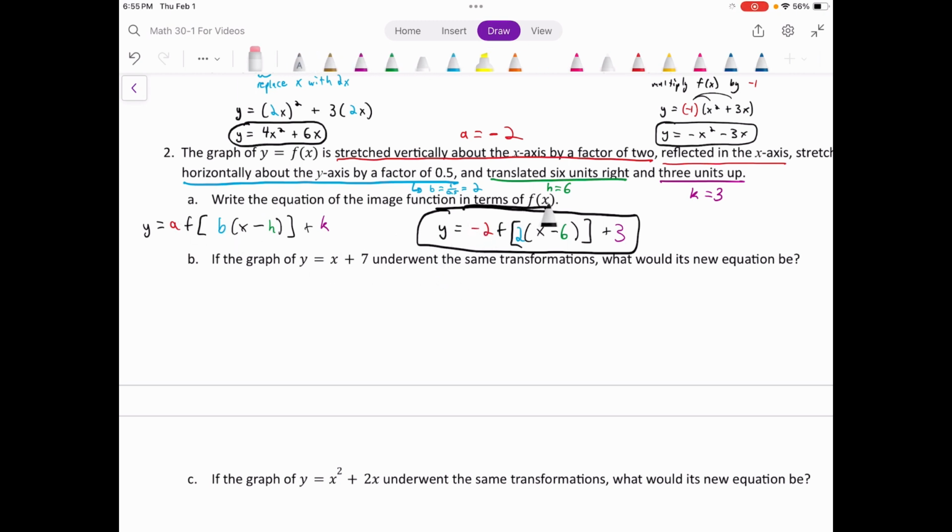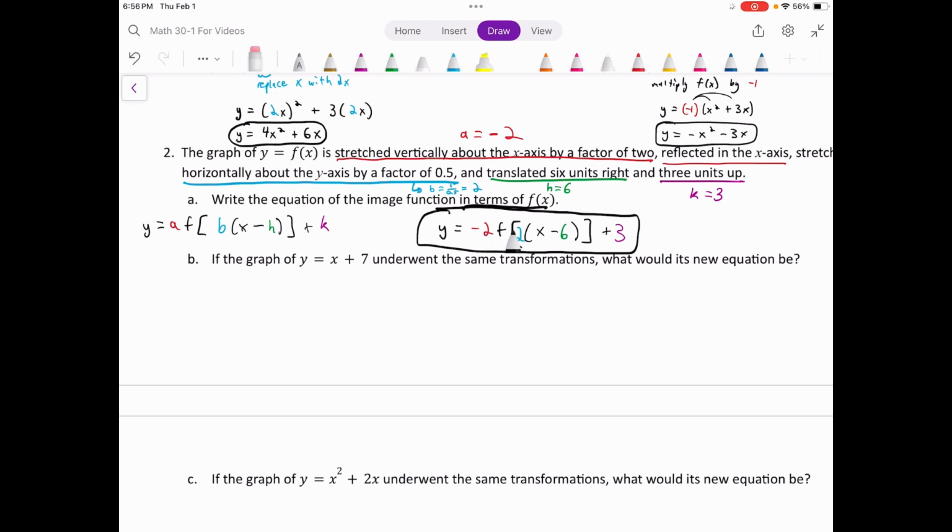Okay, so what we just established in part A there is that in general, for any function f of x, if we wanted to transform it in these ways, this is what we would end up doing to the equation of f of x. We would alter it in these ways. Now, f of x is just still any equation, right? There's not a specific f of x. That's what we're getting into in B here now. In B, it's saying, what if the actual specific equation, y or f of x equals x plus 7 were to undergo these same transformations?